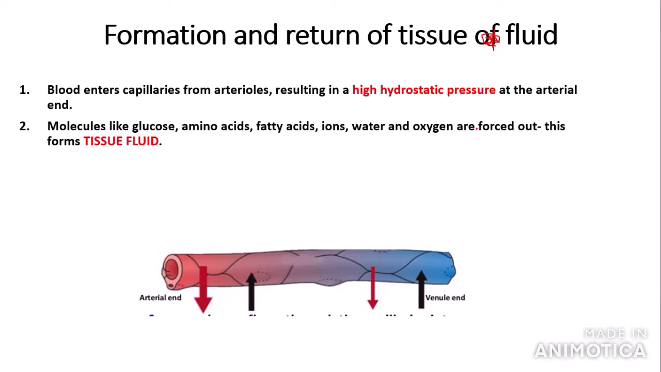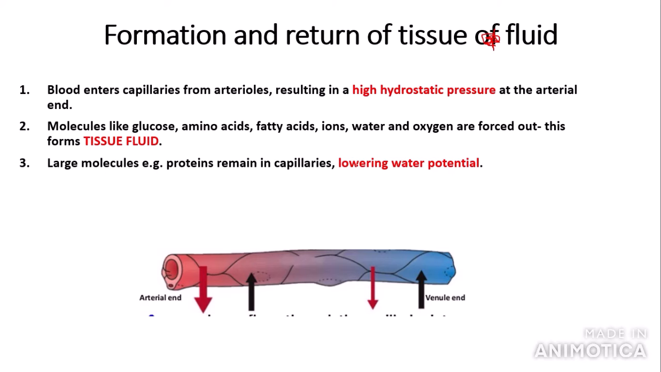This high hydrostatic pressure means that molecules like glucose, amino acids, fatty acids, ions, water, and oxygen are forced out of the capillaries into the surrounding area. This is what we call the tissue fluid. So the tissue fluid is a mixture of all of these kinds of molecules here. Now the tissue fluid supplies tissues with these nutrients and oxygen.